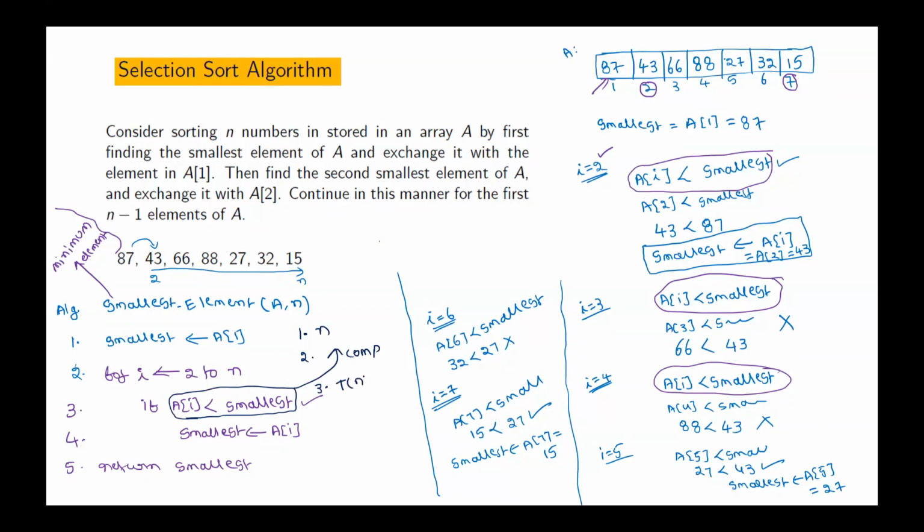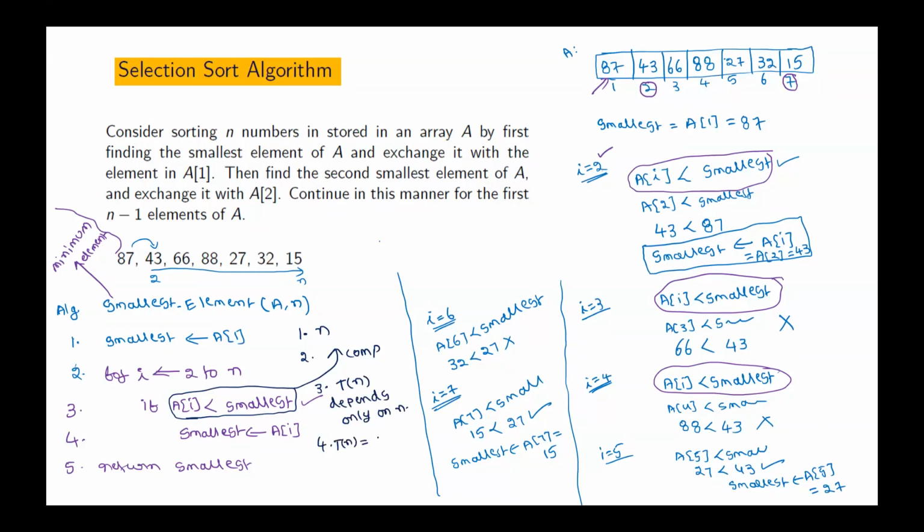Input size only. Sorry, only input size. How many values are there? That many times we need to check the condition. It doesn't depend on what the values inside are. It depends on how many values there are. T of n depends only on the number of inputs, only on n. Okay, so now what is T of n?